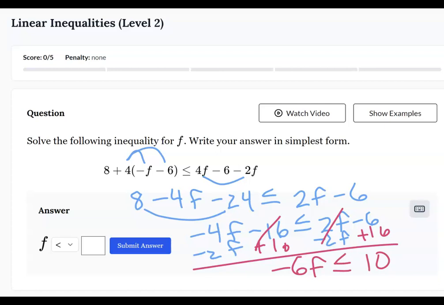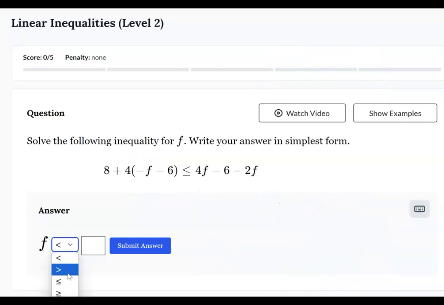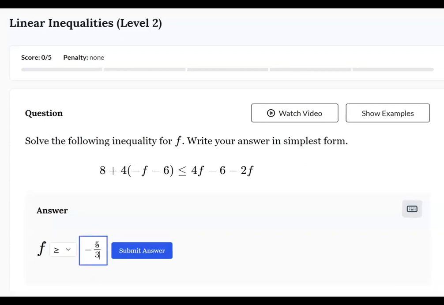And when I do my final step here of dividing by negative 6, remember I need to reverse the order because I'm dividing by a negative. So we're going to type f is greater than or equal to negative 5/3, right? I'm going to reduce that 10/6. F is greater than or equal to negative 5/3. Type that in and submit.